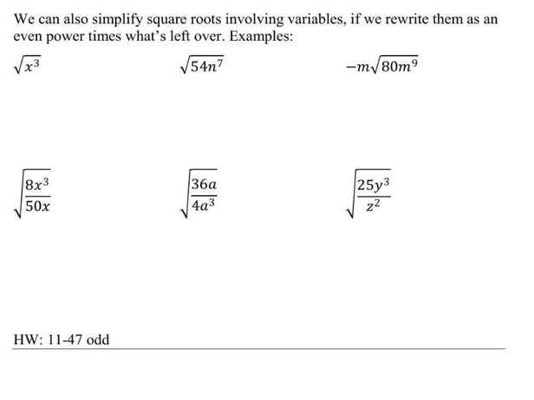We can also simplify square roots involving variables if we write them as an even power times what's left over. That's kind of awkward wording. What I'm trying to say is: is x squared a perfect square? What times itself gives me x squared? Yeah, x times x gives me x squared. So is x squared a perfect square? Yes. Is x to the 4th power a perfect square? Does something times itself give me x to the 4th power? Yeah, x squared times x squared gives me x to the 4th power.